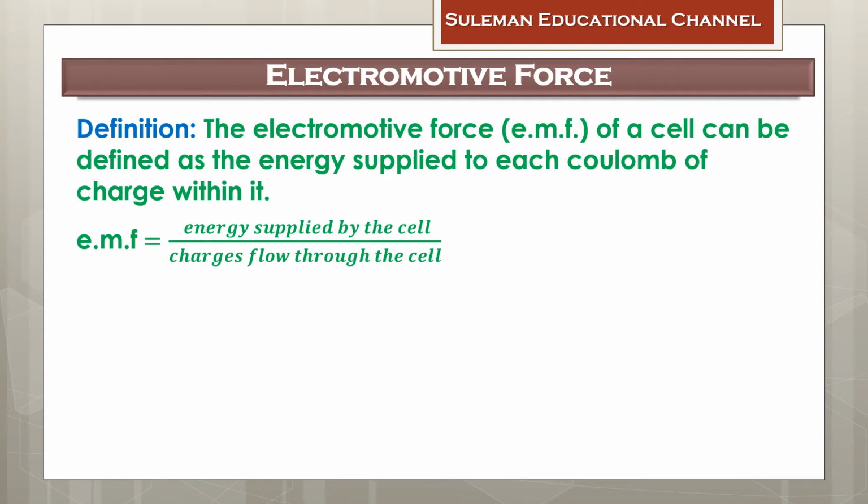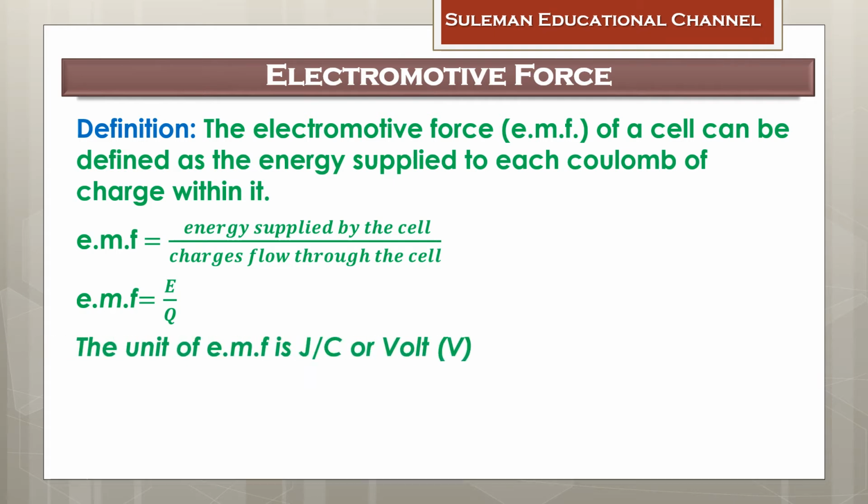It can be written as EMF is equal to E divided by Q, where E is the energy in joule and Q is the charge in coulomb. So the unit of EMF can be written as joule per coulomb, which is equal to volt. EMF can also be written as work done divided by charge, as work done is equal to energy supplied.